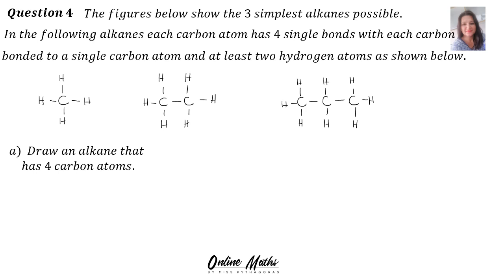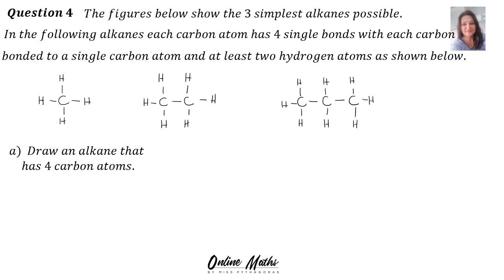The next question, I have to give credit to Kevin Smith in his book Maths Handbook and Study Guide. Question 4. The figures below show the 3 simplest alkanes possible. In the following alkanes, each carbon atom has 4 single bonds with each carbon bonded to a single carbon atom and at least 2 hydrogen atoms as shown below.